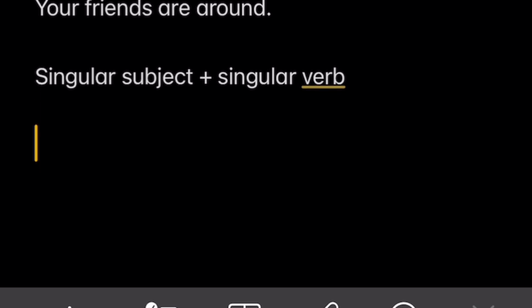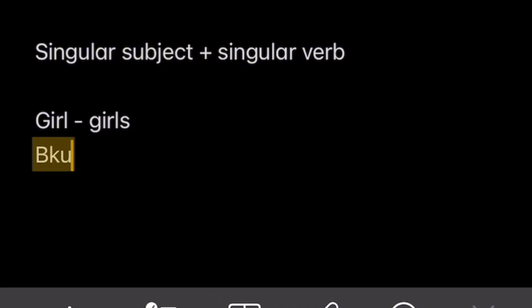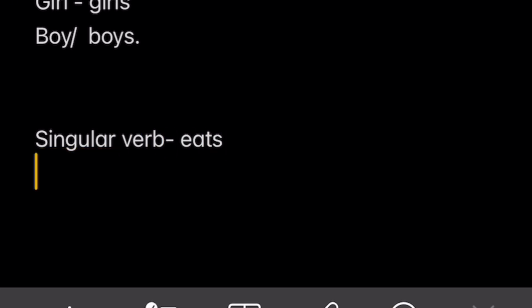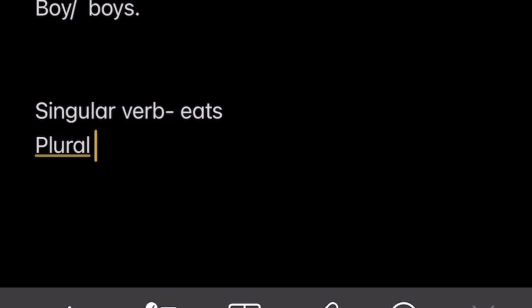In English language, our subject can be a noun, right? So we say singular and plural noun. We say girl. Then the plural will be what? Girls. Boy. Boys. That's singular and plural, right? But for the verb, the reverse is the case. Singular verb is the one with what? With S, eats. While plural verb is the one without S, eat. Do you understand my point?